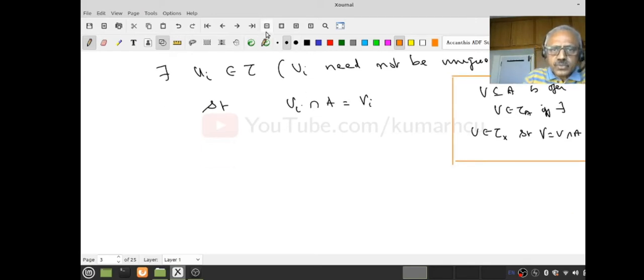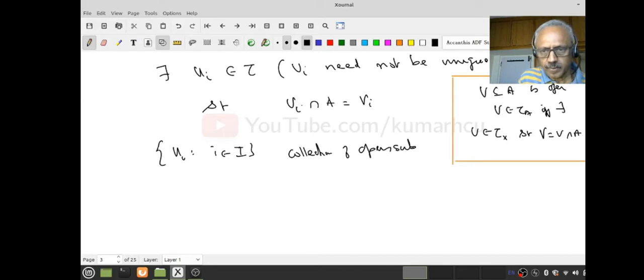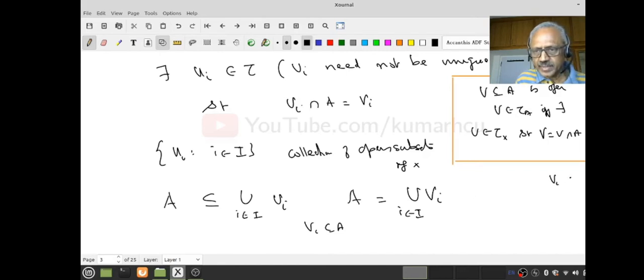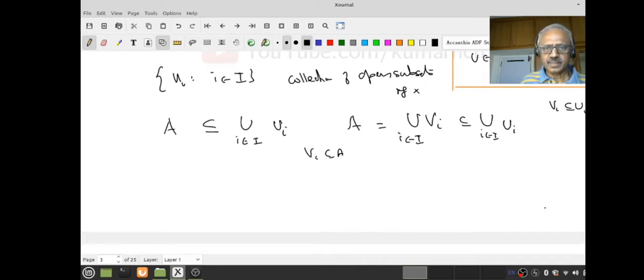Now let's look at this collection {U_i}, i in I. Notice that this U_i is not unique, but for each i there is at least one U_i, so fix that U_i. Then make this collection. This is a collection of open subsets of X, but you should notice that A is contained in the union over i in I of U_i. Is this clear? Because A equals the union of V_i, i in I, because the V_i are subsets of A, remember that? But each V_i is a subset of U_i. Therefore, A is contained in the union of U_i. So {U_i} is a collection of open subsets of X, such that A is contained in the union of U_i.